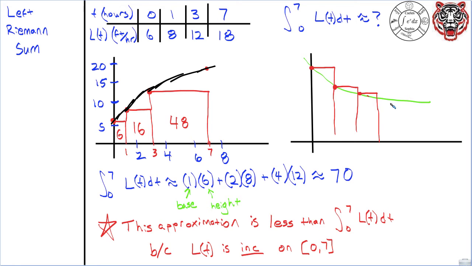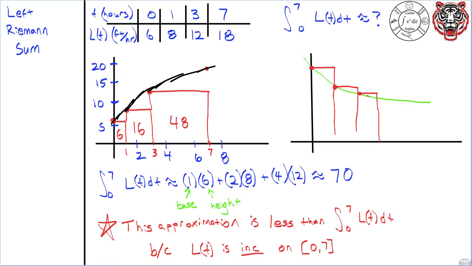So there's a key thing. You have to know that it's left, and if it's increasing, then you need to know it's an under approximation, and if it's decreasing and it's still a left Riemann sum, then it's an over approximation. Then how do we know if it's a left or a right? Good question. I'll talk about a right, and you'll compare it.